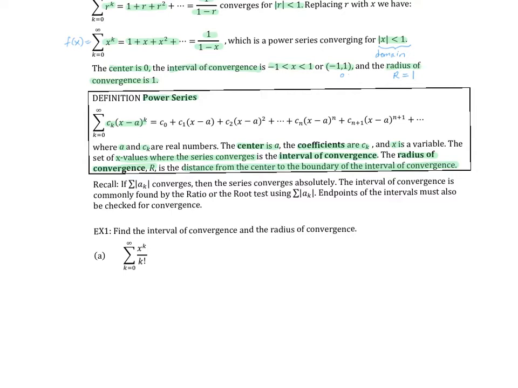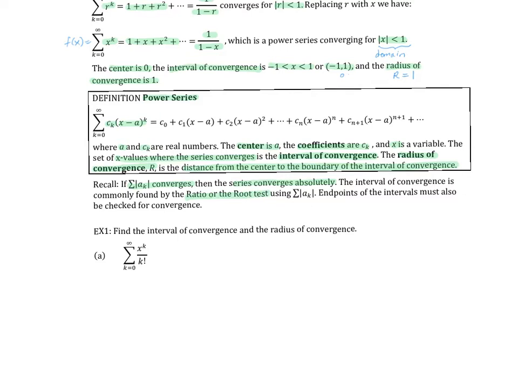So the key is to figure out the x values that make our series converge. And what we're going to do is go back to Chapter 10, where we talked about absolute convergence. So if we look at the absolute value of a series, and if that absolute value of the series converges, then our series converges absolutely. If we look at that property, then that's what we're going to do to find the interval of convergence, or rather the x values, so that our series converges. So we usually use the ratio or root test on the absolute value of our series.